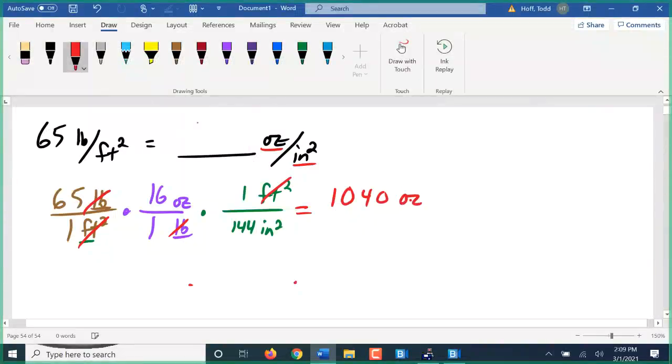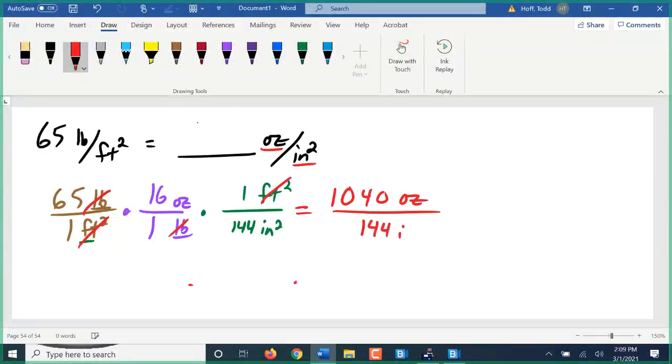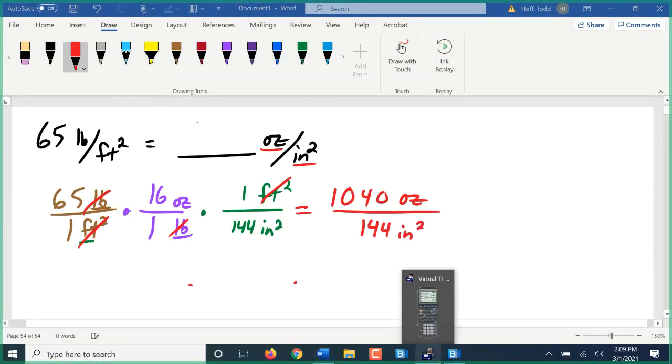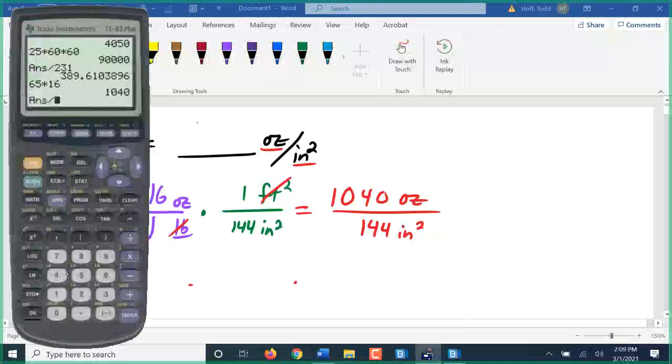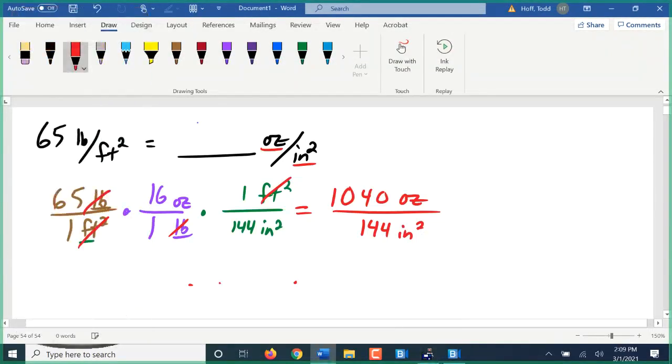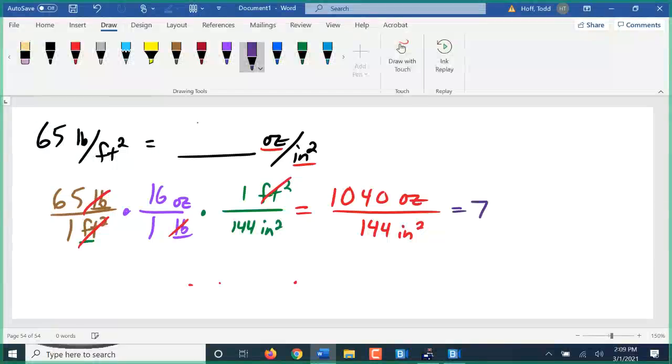1,040 ounces over 1 times 1 times 144 square inches is 144 square inches. And we do have to divide. 1,040 divided by 144. It's 7.22 ounces per square inch.